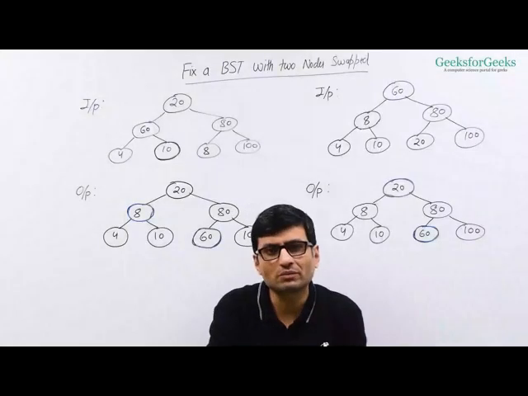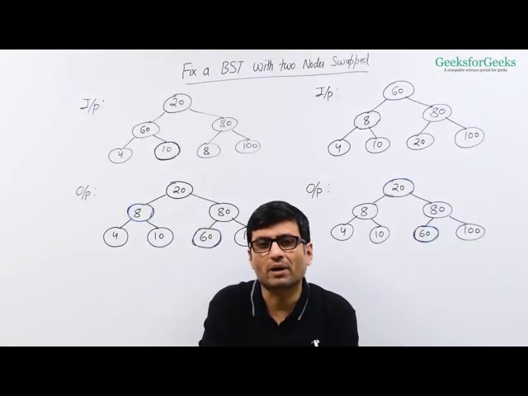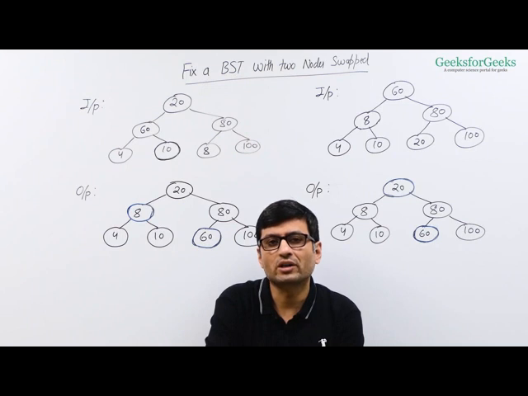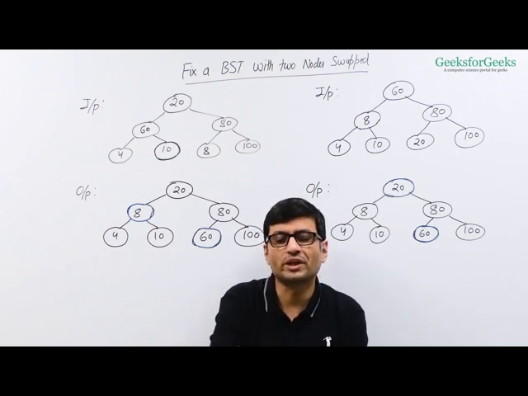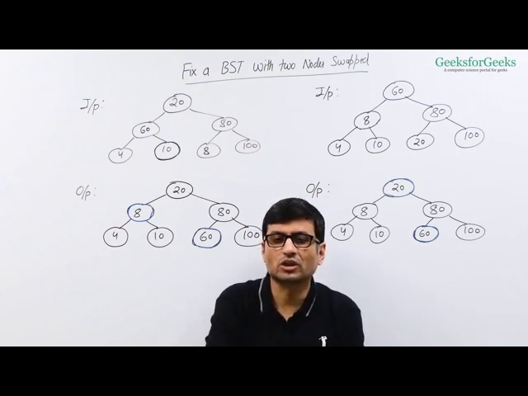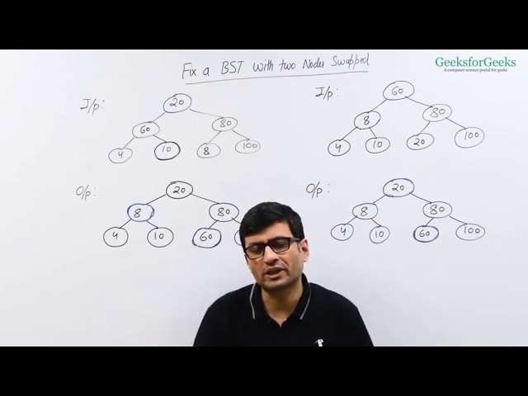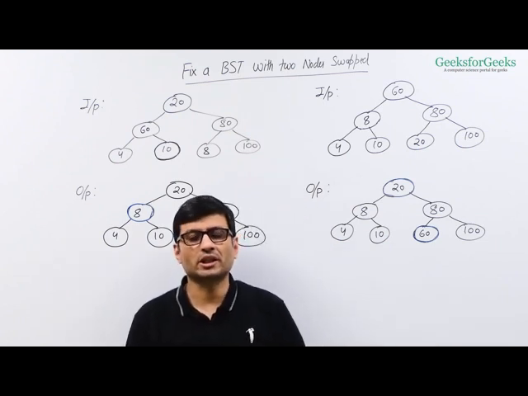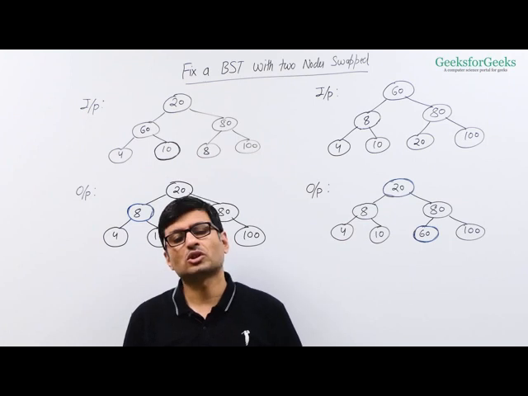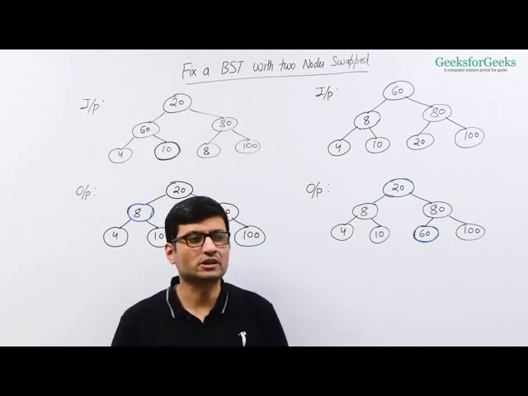Let us see this problem. We are given a binary search tree where two nodes are swapped. We need to correct the BST. So the given tree is almost a binary search tree with two nodes being incorrect. We need to just swap back these nodes and correct the BST.